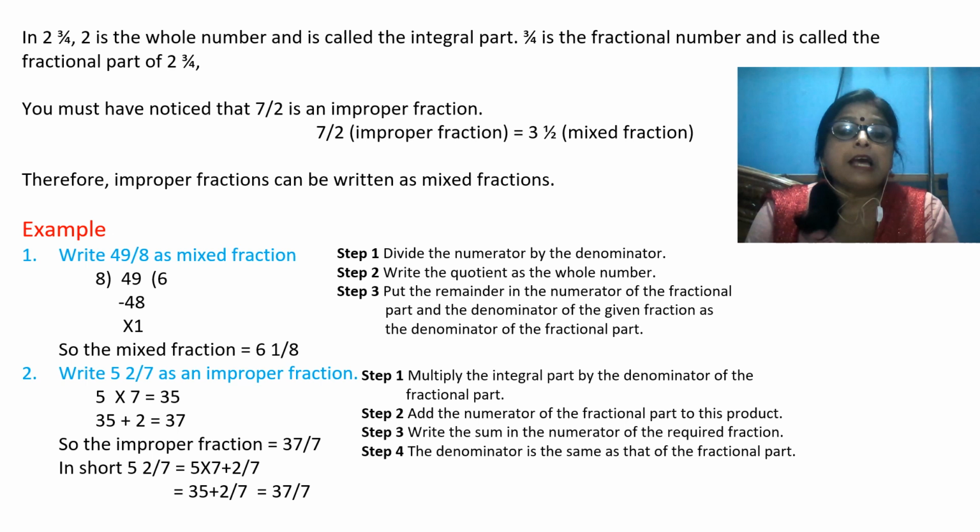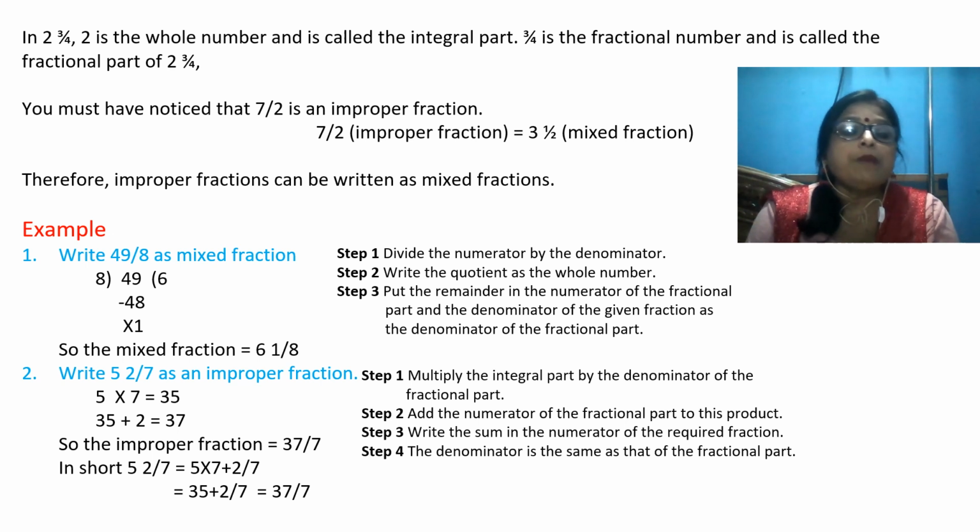So 3 steps are involved here to change an improper fraction into a mixed number. The first step, divide the numerator by the denominator because the numerator is greater than the denominator. Step 2, write the quotient and that will be the whole number. And step 3, the remainder will be the numerator of the fractional part and the denominator of the given fraction will be the denominator of the fractional part.